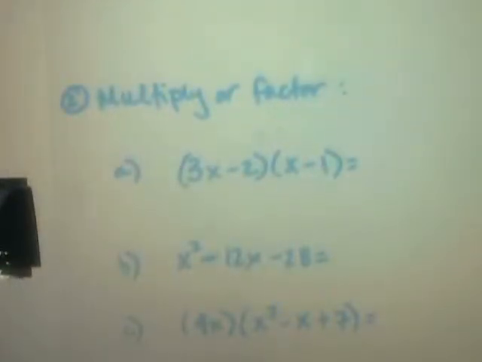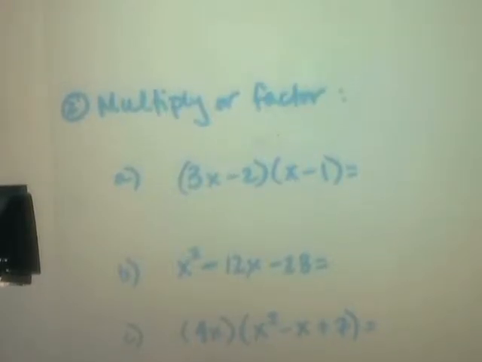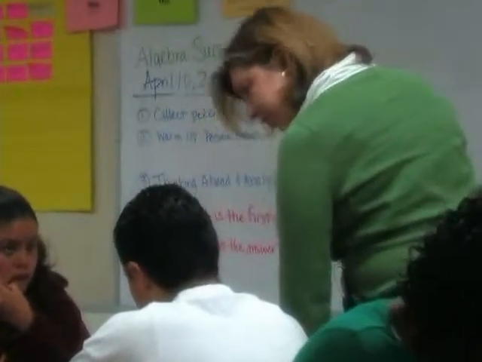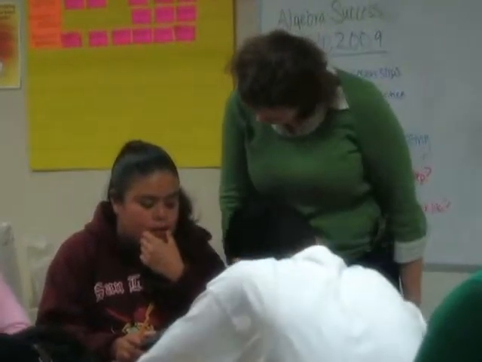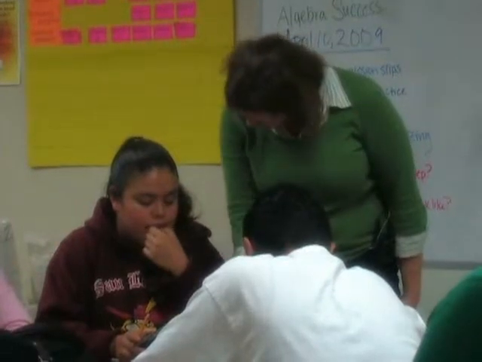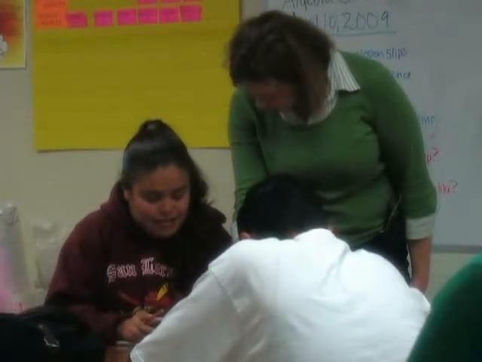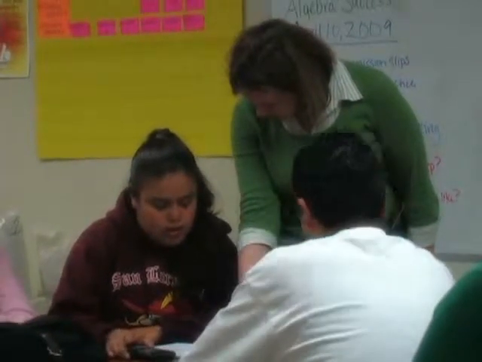So I see a fast start with Adam, and I see a fast start with Guadalupe. You're off to a good start. Perfect start. Good. Yes, very good. How do you keep going? Well, you got this part, right? So now you got to rewrite the rest of the equation. So I'm going to write plus 10x.